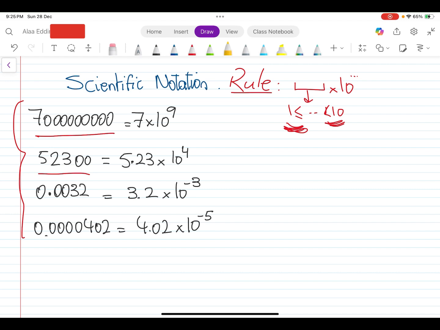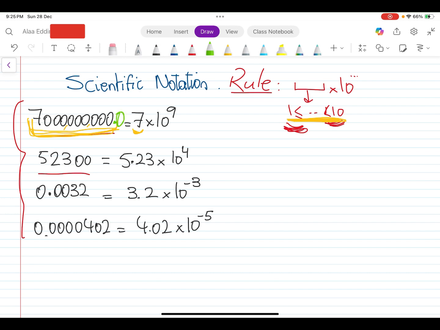Let's look at the first example. The first one is 7 billion. As you can see, you have 9 zeros. And like I said, I want this very big number to be one small number that's between 1 and 10 multiplied by a power of 10. Now, the way to do it is to look for the decimal point. There is no decimal point in this number, so I'm going to add one on my own. So if there is no decimal point, this is going to be 0.0.